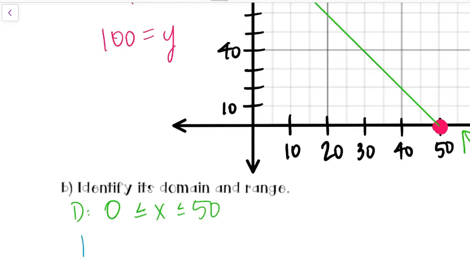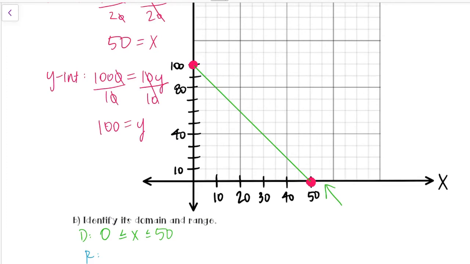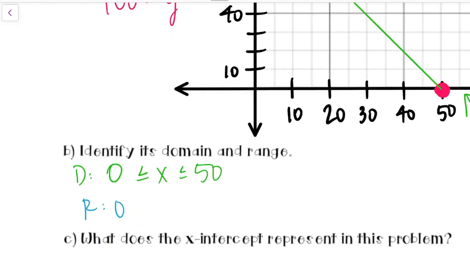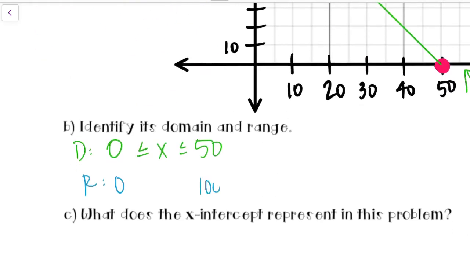For our range, remember that's all of the y's that we used. Well, our smallest y is late night passes we sold. The fewest number of tickets we can sell is 0. The most number of tickets we can sell, the biggest y-coordinate we had, was our y-intercept, up at 100. So we go from 0 to 100, we put our variable in between, less than or equal to, less than or equal to.